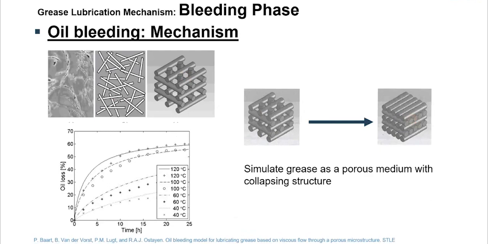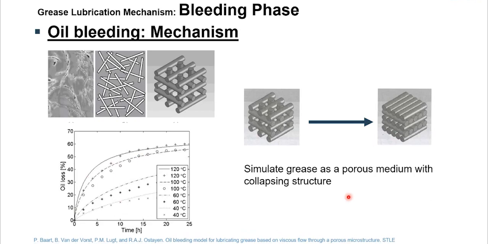When you compare the results from the model to the experimental results, the model is shown in dotted or straight lines, and the experimental measurements are the points. You can clearly see that in the beginning, the rate of oil bleeding is quite high. Then after a period of time, the rate of oil bleeding becomes stationary. This indicates that the collapsing of the structure hinders the oil bleeding.